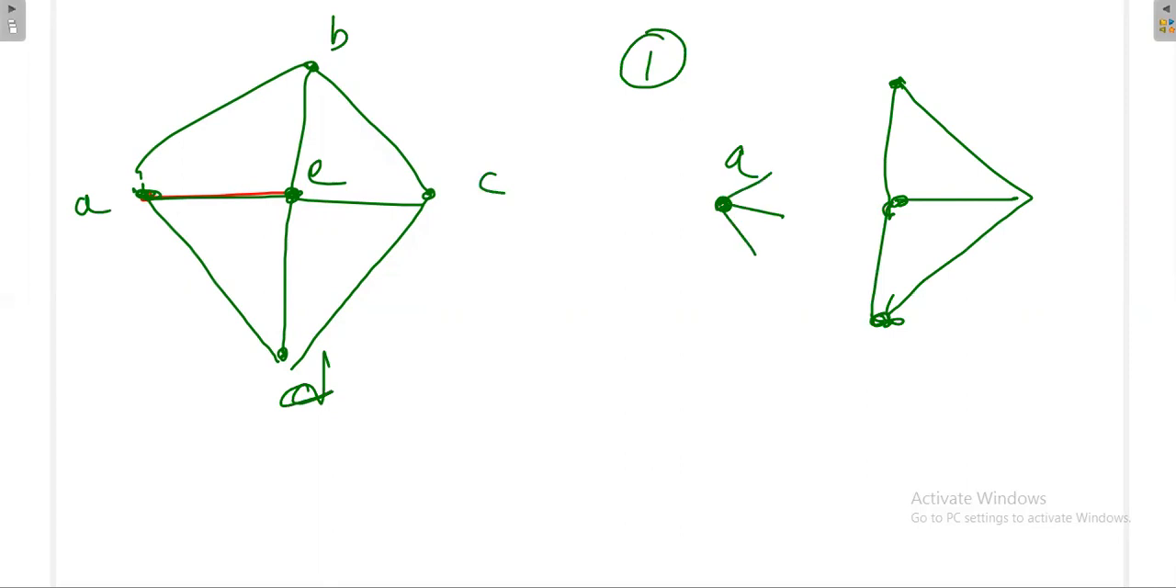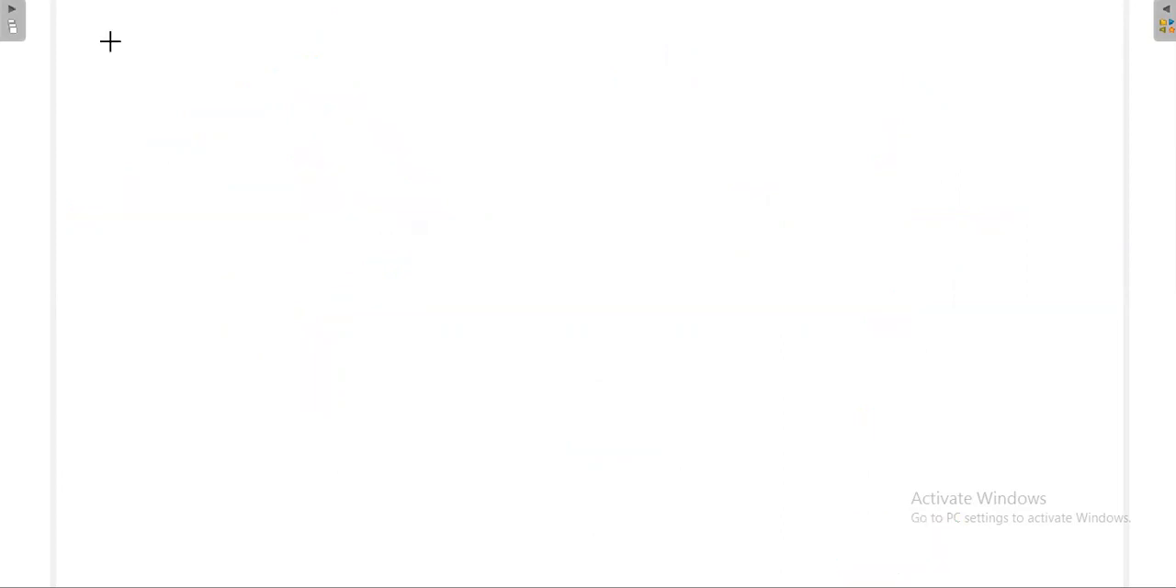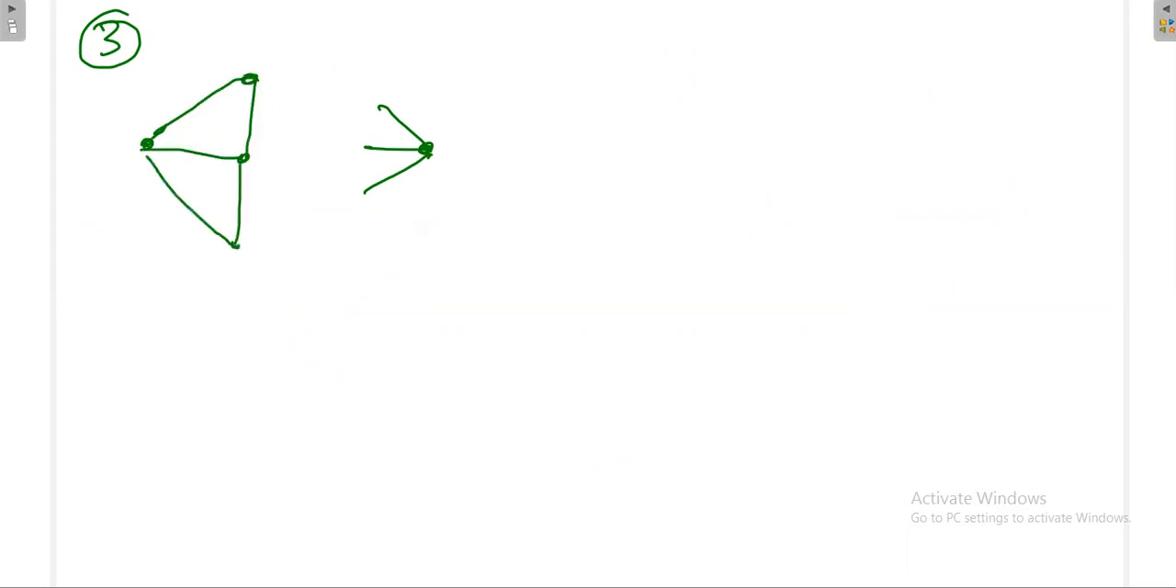Again, similarly, I can separate B. The rest of the things will be there as it is. This is another way. Similarly, I can do it for C. Third one, if I separate C, it would be like this. I can also do it for D. If I separate D, this will be like this.